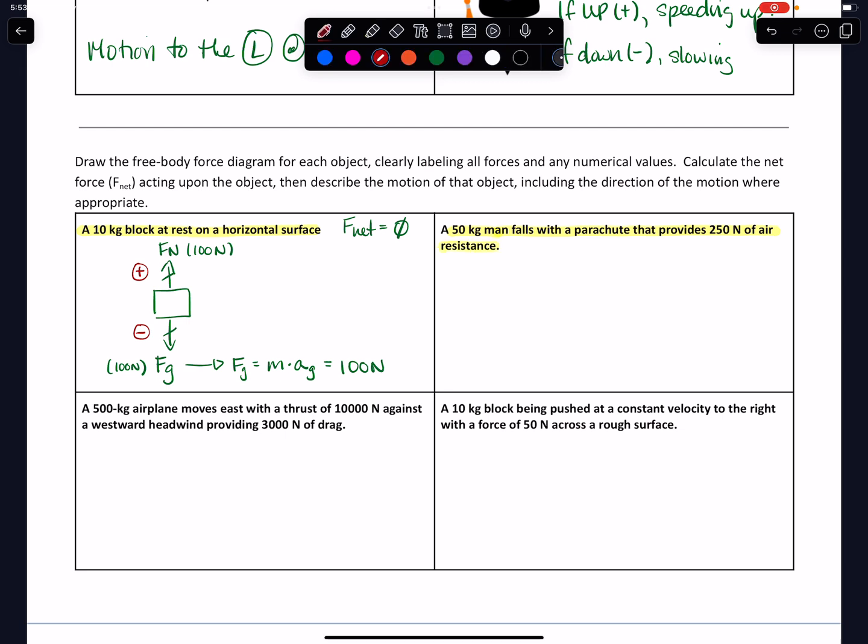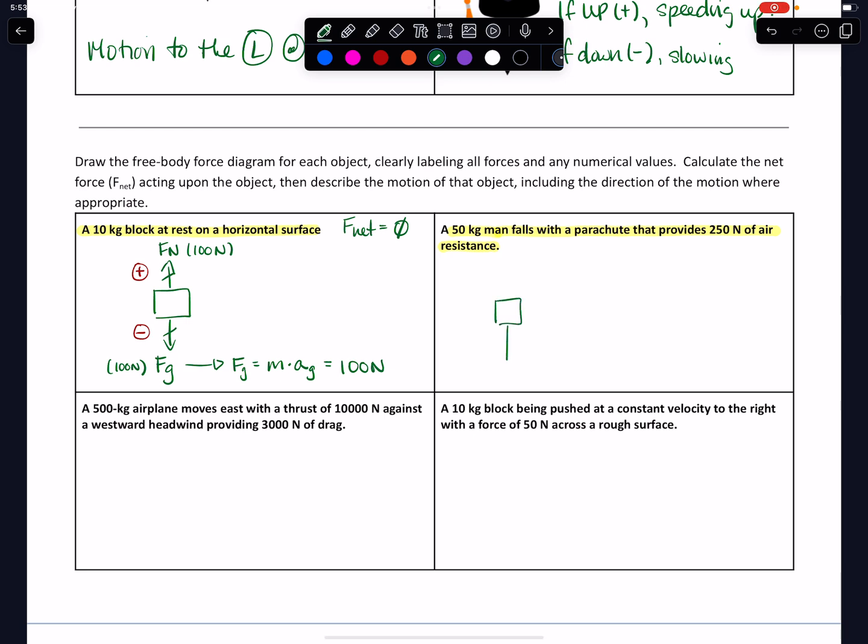For our next one, a 50-kilogram man falls with a parachute that provides 250 newtons of air resistance. So we're going to need to check. We can't tell just based on the description whether we've got balanced forces. So this is where we're going to have to use math and quantitatively decide.